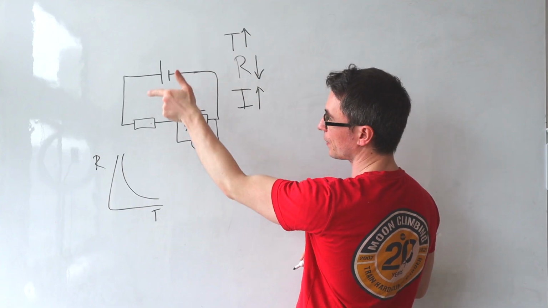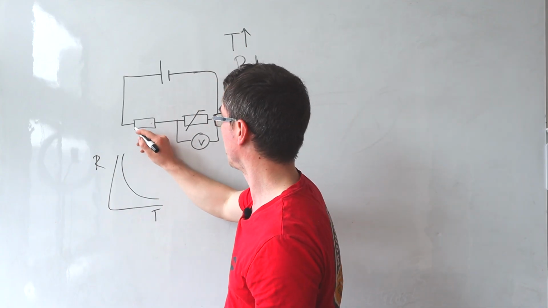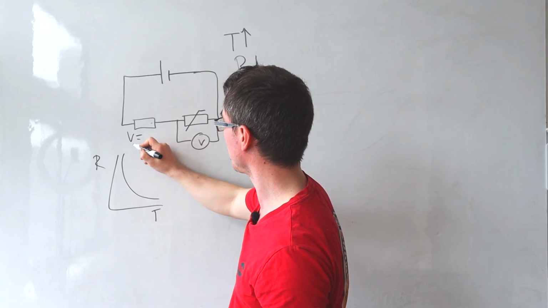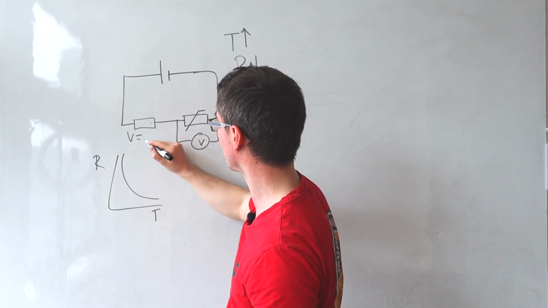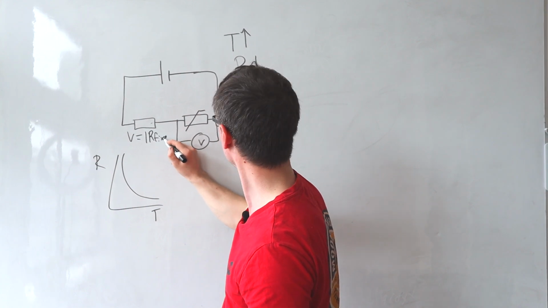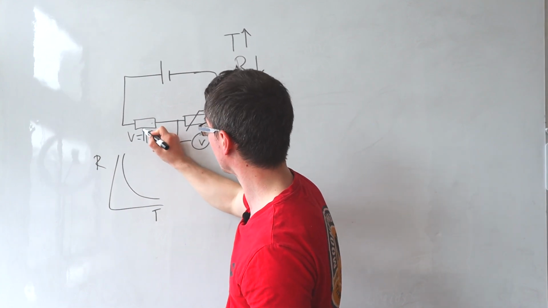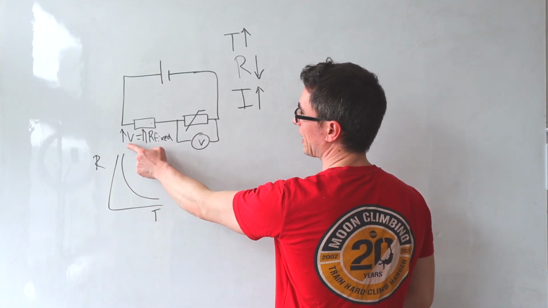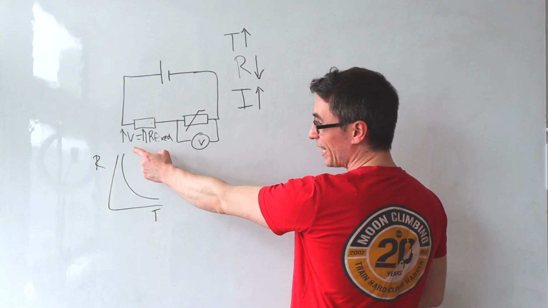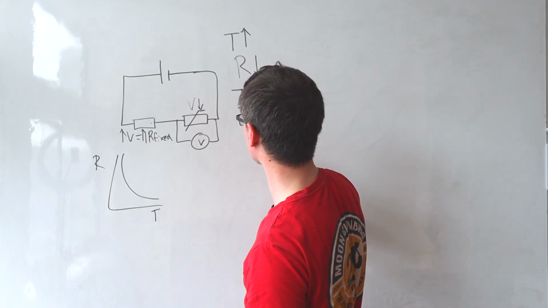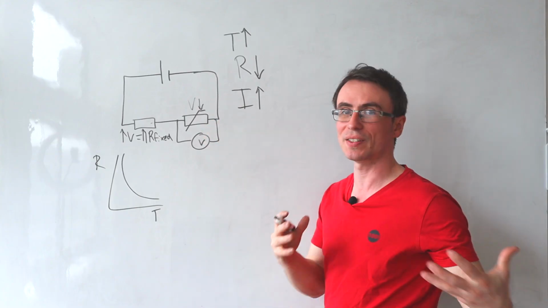Now, if the current in the circuit increases, there is a fixed amount of resistance across here. So the PD across the fixed resistor will be equal to I R fixed. And if the current has increased, this means that this potential difference here would have increased. If this potential difference here has increased, this means that the voltage across the thermistor has decreased.